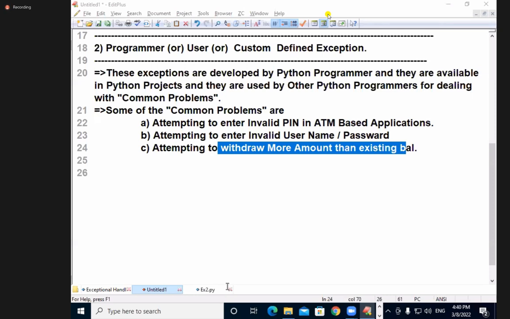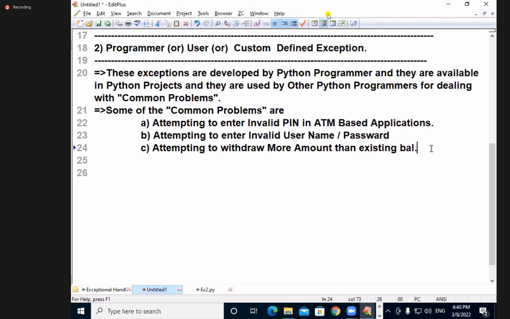So coming to that, attempting to withdraw more amount than what? Existing balance. What is this called? It is called what? Exception. Exception means what to create? Object creation requires what? Exception class is required.